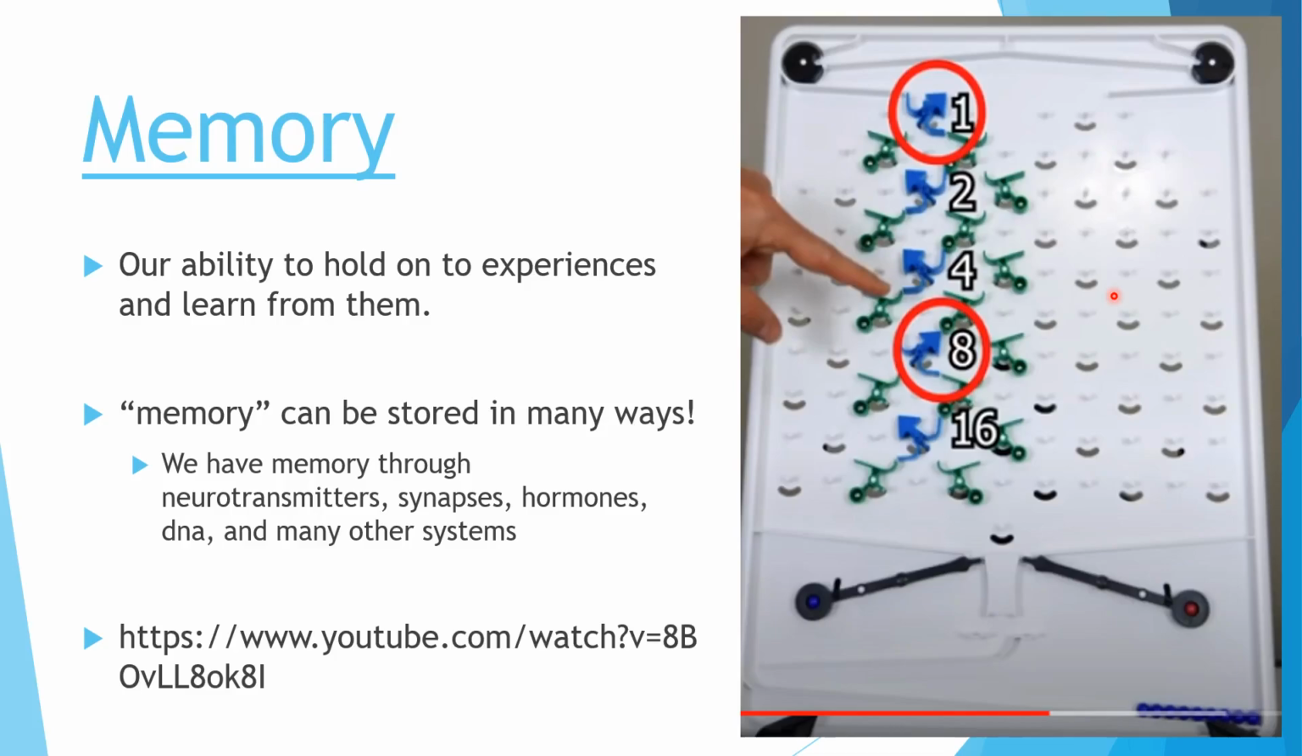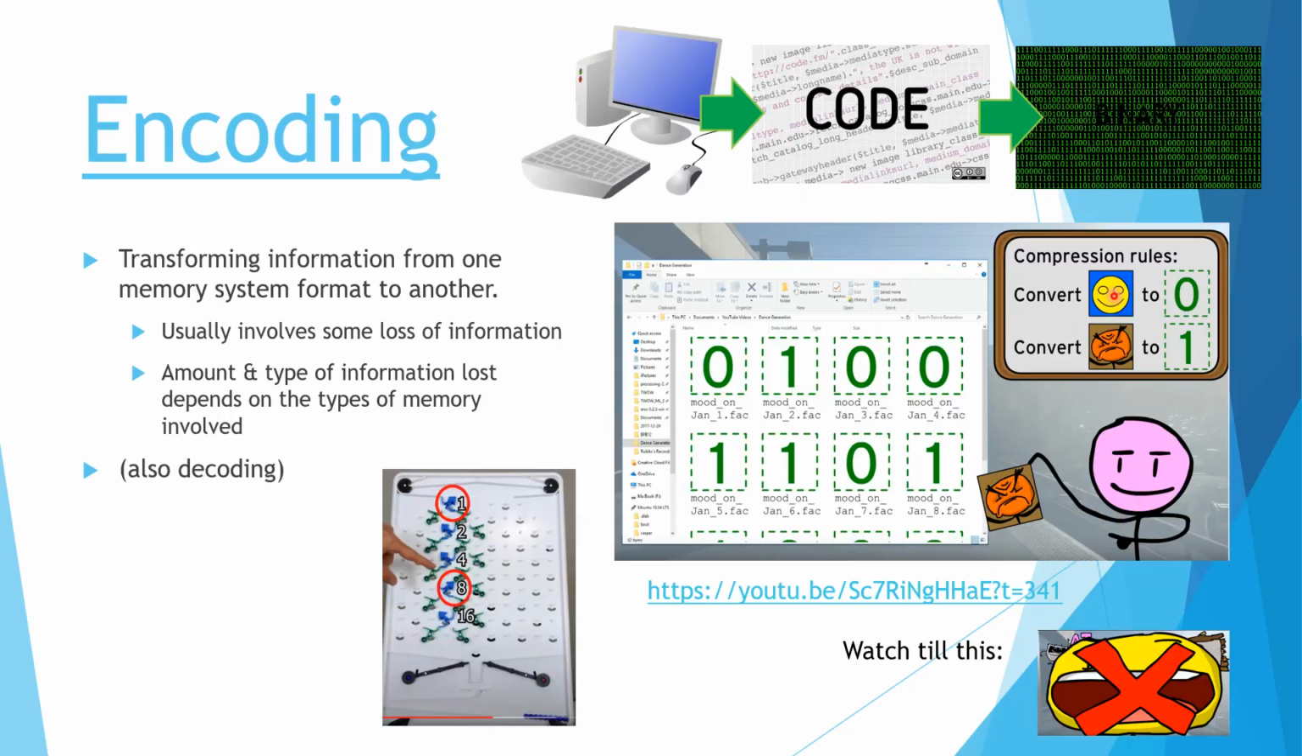And in the same way, our own systems of memory may not be designed to copy things exactly, instead they are designed to do different jobs, maybe to count, maybe to remember, maybe to influence the way we feel about things. On this next slide, we have our definition for encoding, the transformation of information from one memory system to another. It usually involves some sort of loss of information, and the amount of and type of information lost depends on the memory systems involved.